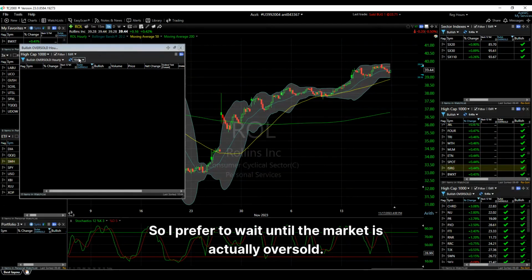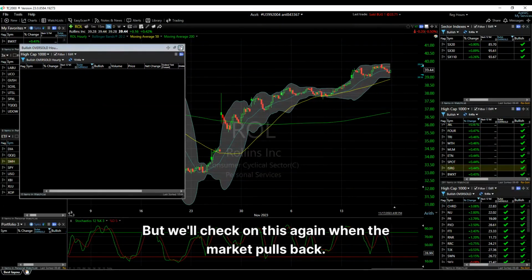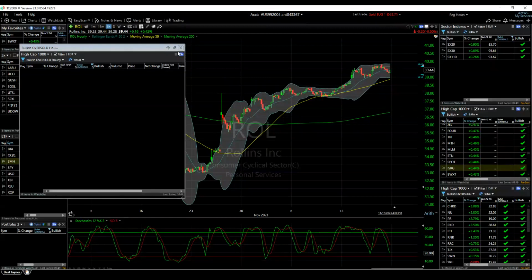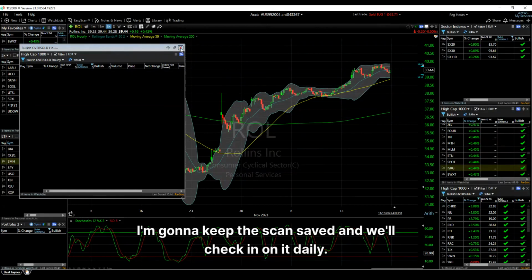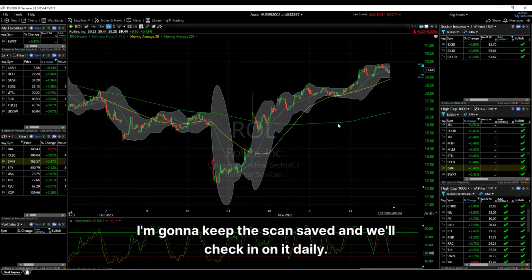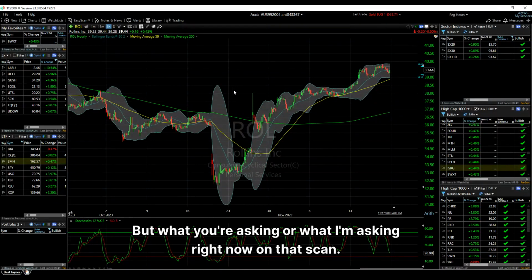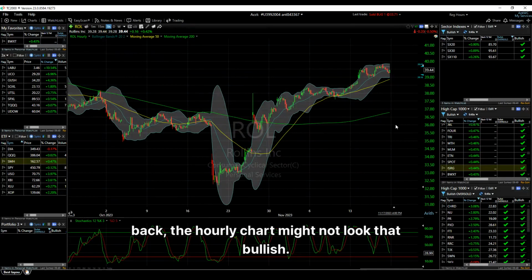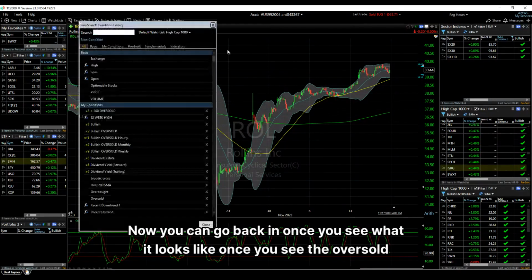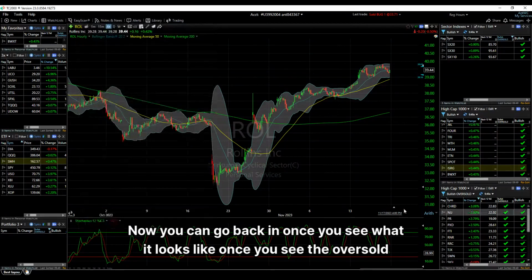So I prefer to wait until the market is actually oversold. But we'll check on this again when the market pulls back. There's going to be so many opportunities at that point. I'm going to keep the scan saved, and we'll check in on it daily. But what I'm asking right now on that scan may not yield a lot of results, because by the time the overall daily chart is pulled back, the hourly chart might not look that bullish, so your results are going to be kind of skewed. Now you could go back in once you see what it looks like.